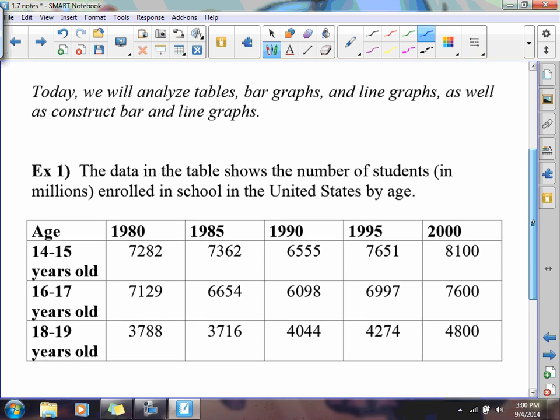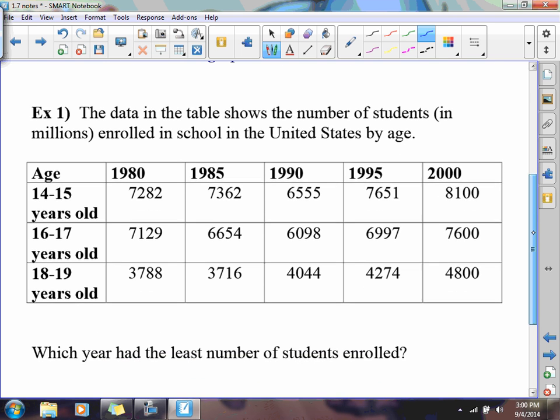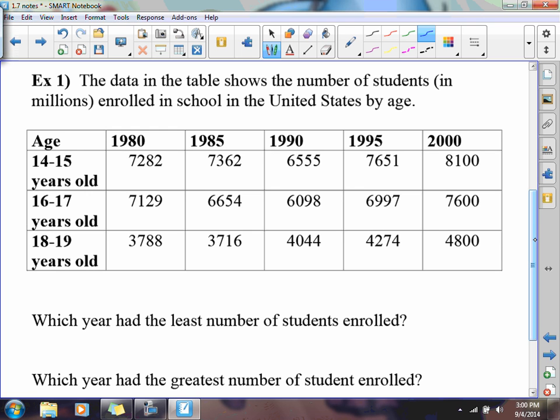We'll be making the bar graphs and the line graphs, and we'll be analyzing the data that is in the tables. So this should be some easy calculations and some observations and construction. That should be review for you.